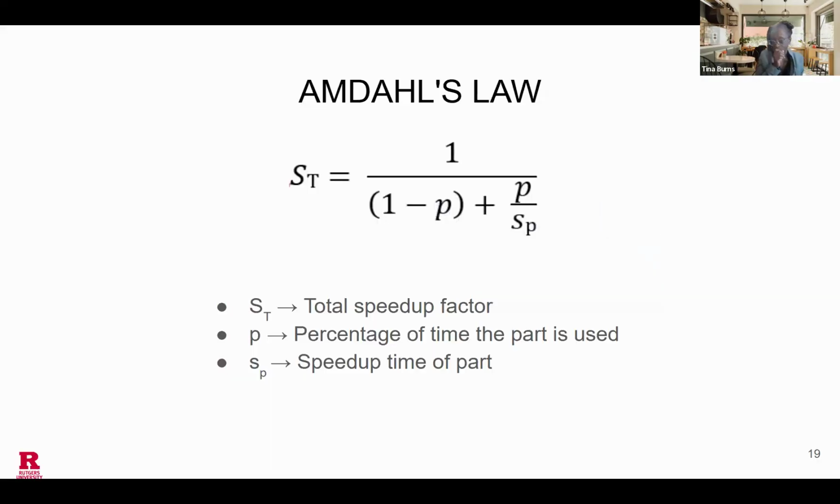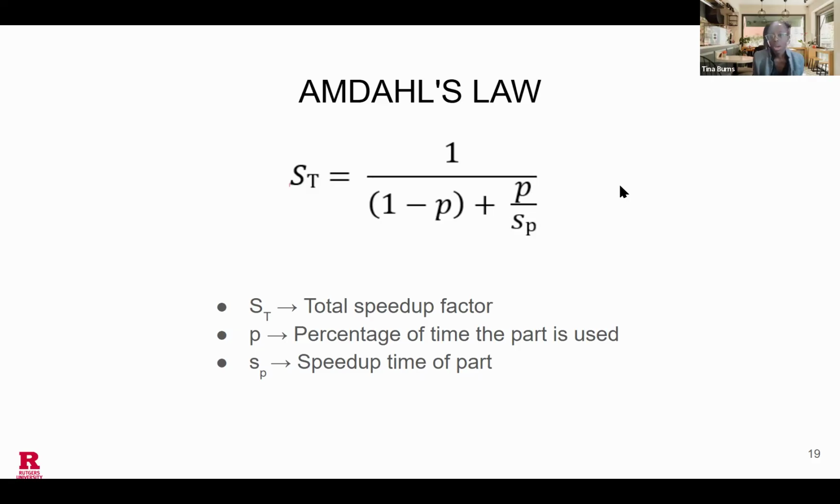So let's go ahead and look at the equation for Amdahl's law. Amdahl's law is given by the equation that you see here. Each of these components: you have your total speedup factor, that means by what factor am I speeding up this computer, the percentage of time that the part is used, and then the speedup of the part.